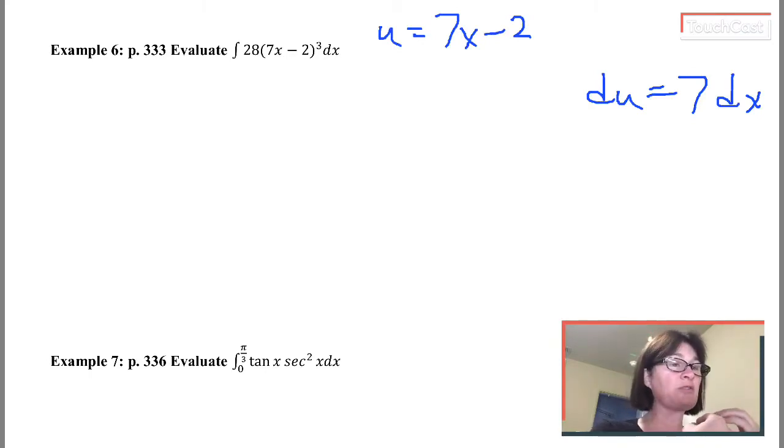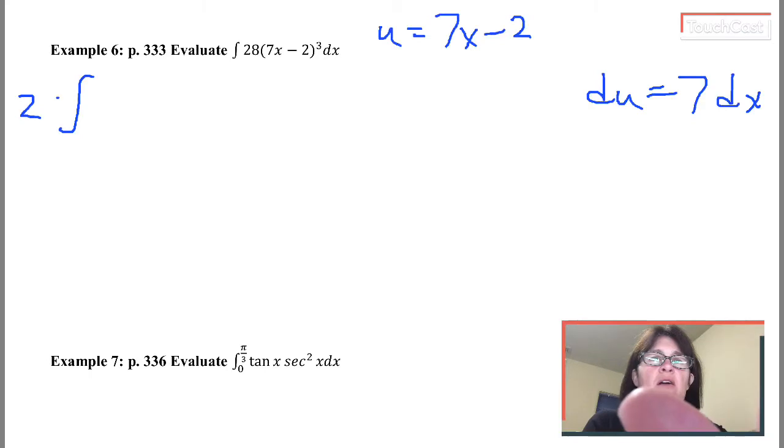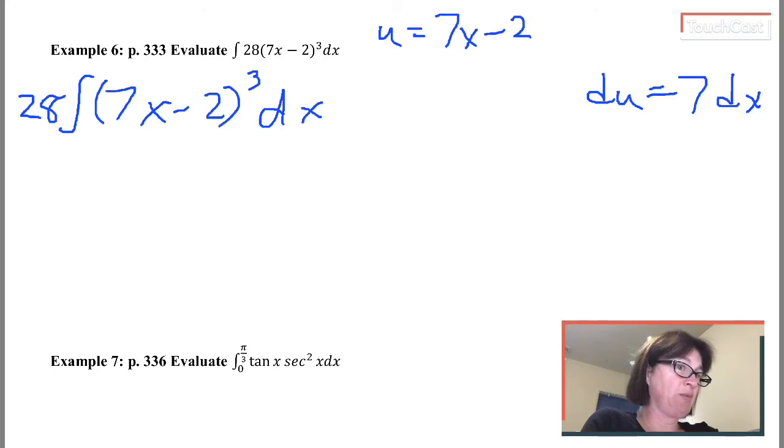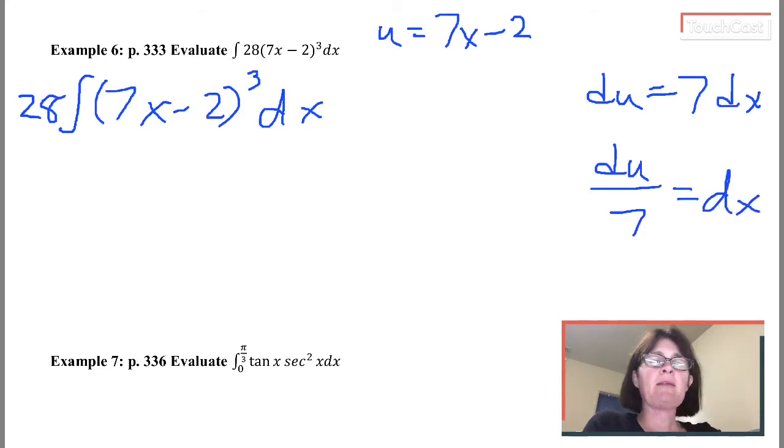Watch what happens. Notice here that my du contains only a constant. Sometimes it's going to contain some sort of variable expression. Here, where it contains only a constant, this is probably going to go faster and it's going to be even easier to check your answer. So I might take that constant multiplier that's already there and bring it out. And notice instead of 7x minus 2 cubed times dx, oh, look, I didn't remember to isolate my dx, so I'm going to divide both sides by 7 and get du over 7 equals dx.